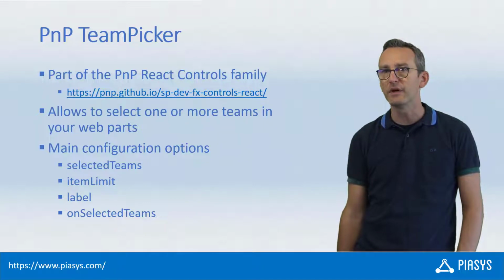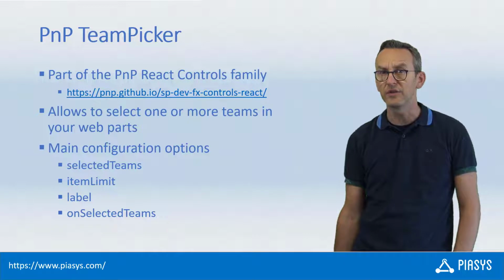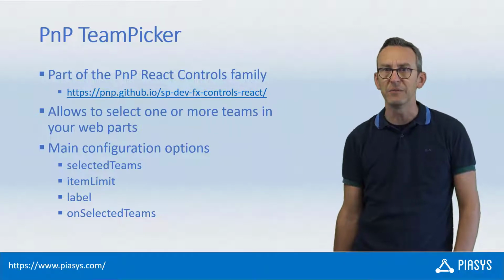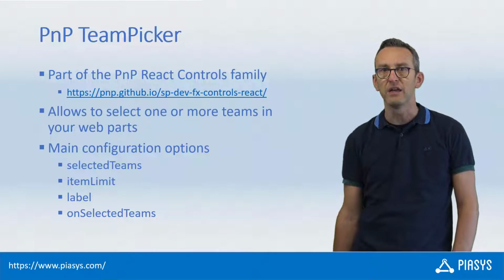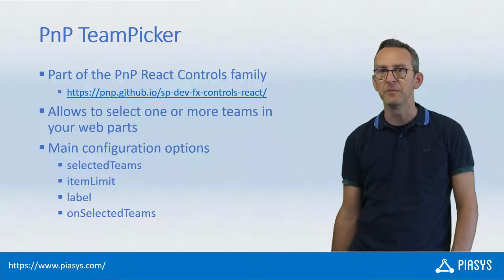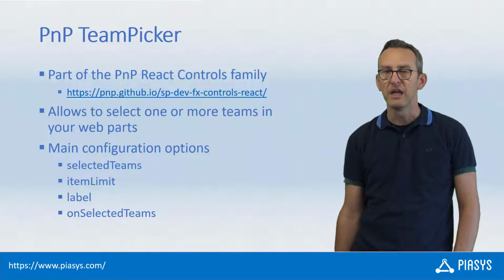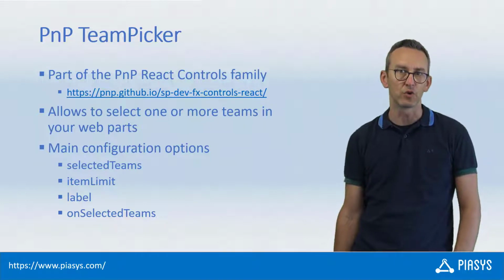The main properties of the TeamPicker control are the selected teams to identify the list of teams selected by the user, the item limit so that you can specify if you want to allow user to select just one team or multiple teams up to the item limit, and of course an event which will be triggered whenever the user will select the list of teams in the picker control.